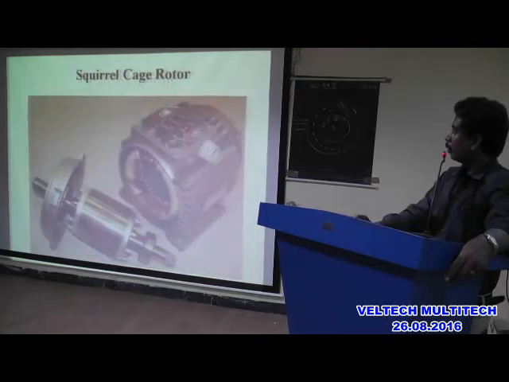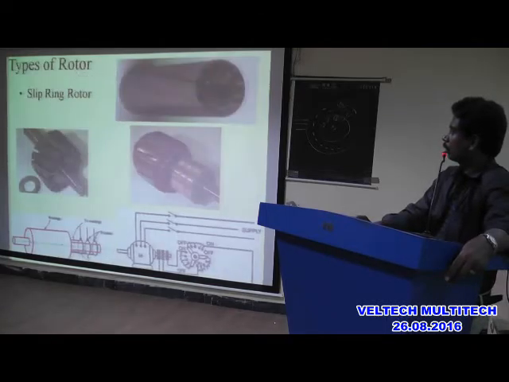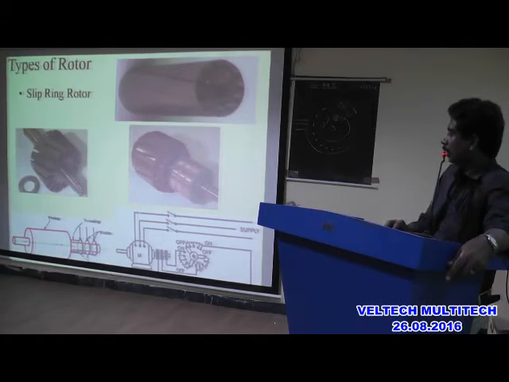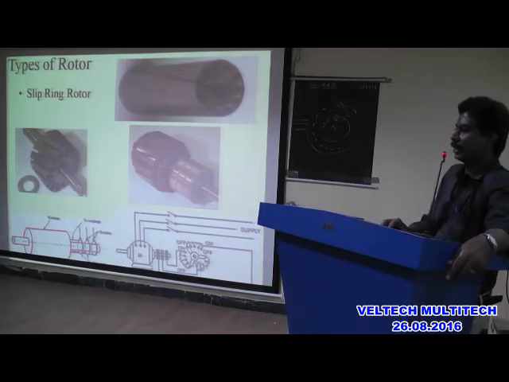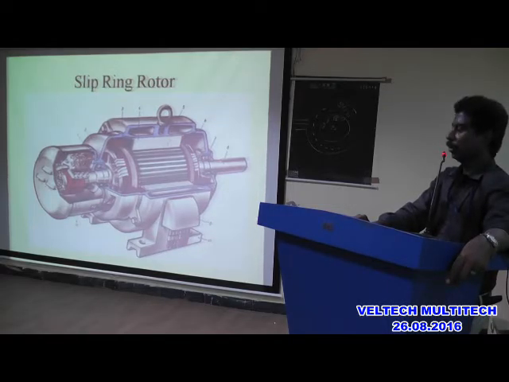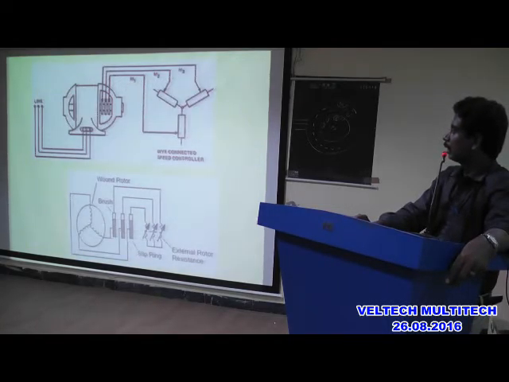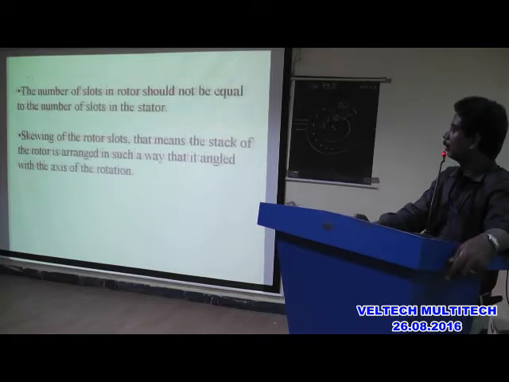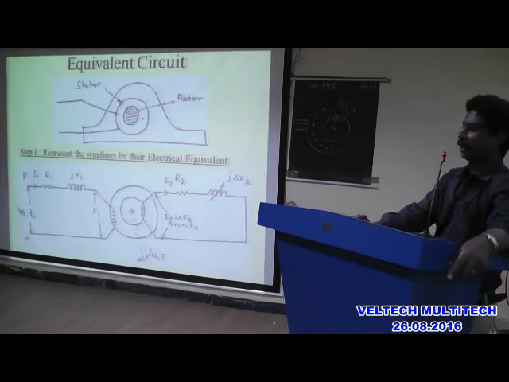Okay. Now squirrel cage induction rotor, slip ring motor. So here you can see the three windings, one end is starred, the other three ends are connected with slip rings. Through these three terminals, you can add the external resistance. By adding the external resistance, you can increase the starting torque. Then one more important topic, parking and crawling.